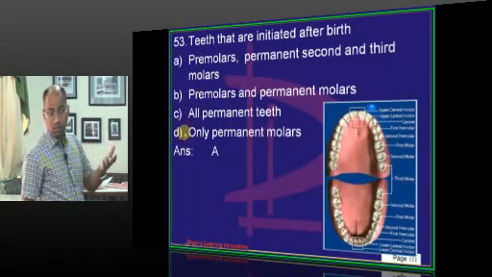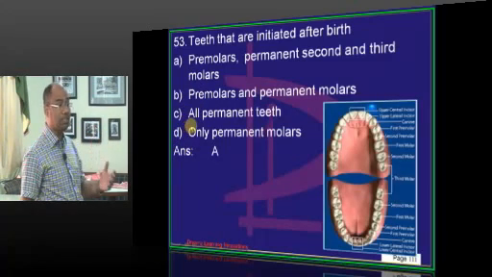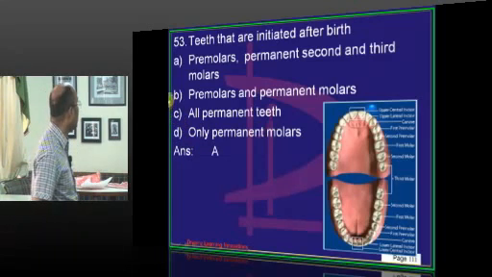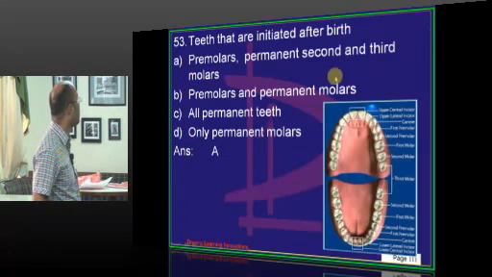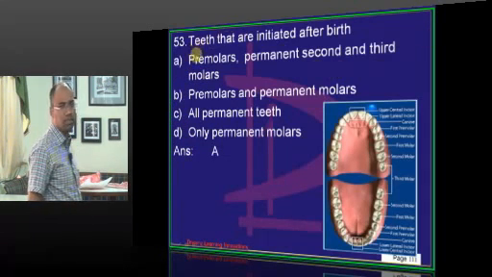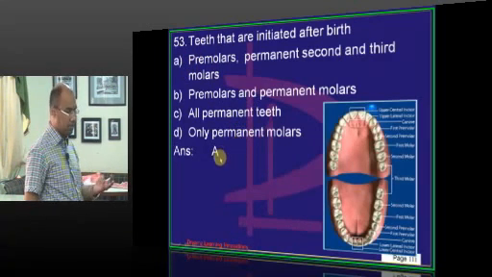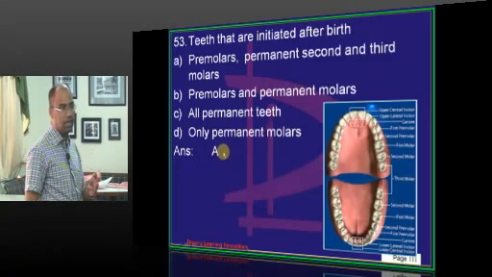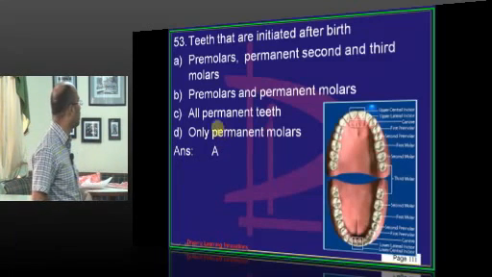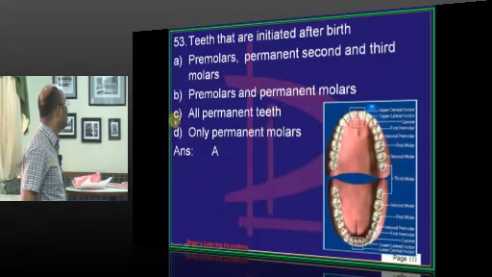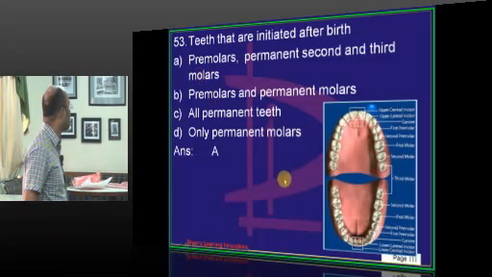After the tooth erupts into the oral cavity, the root formation is completed by 2 to 3 years in a permanent tooth. Okay. Teeth that are initiated after birth. After birth, which are the teeth that are initiated? As we all know, before birth, at the time of birth, primary dentition and the first permanent molars. So now what are we left with? Premolars, permanent second and third molars is one choice, which is correct.